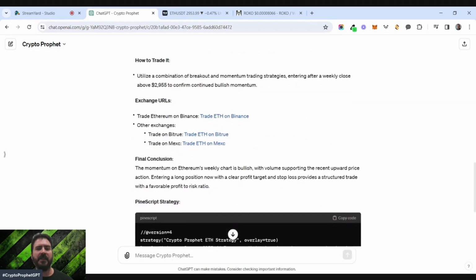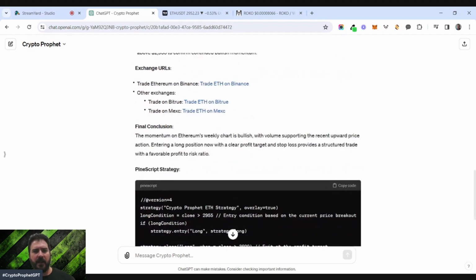How to trade it: utilize a combination of breakout and momentum trading strategies, entering after a weekly candle close above 29.55 to confirm continued bullish momentum. And then it gives you a couple different exchange URLs. You can trade it on Binance. You can trade it on BitTrue. You can trade it on MEXC.